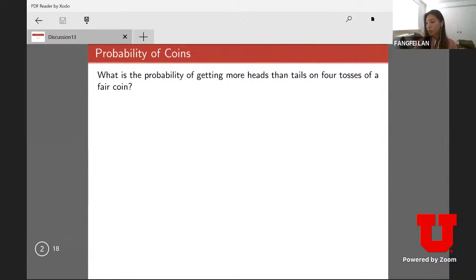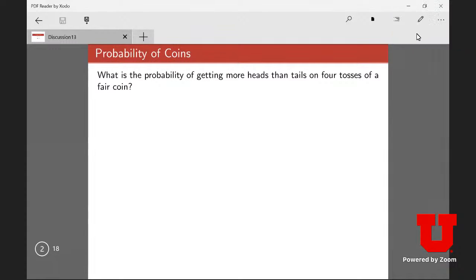Okay, so the first question: what is the probability of getting more heads than tails on 4 tosses of a fair coin? Any ideas on how to start? The first thing you should think about is what it means to have more heads than tails. How many heads do we need to have more heads than tails if we are tossing a fair coin 4 times?